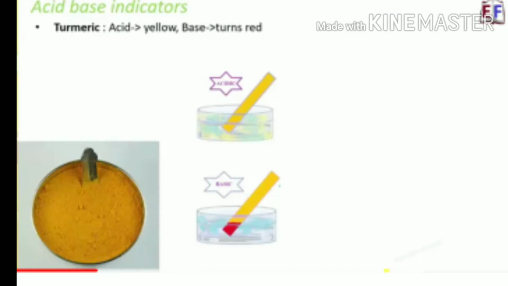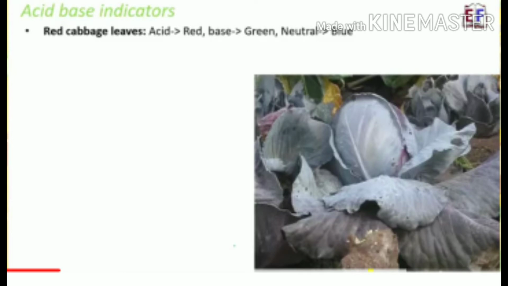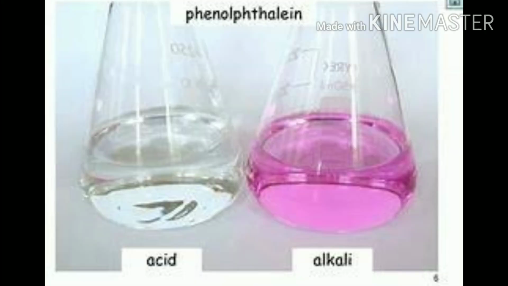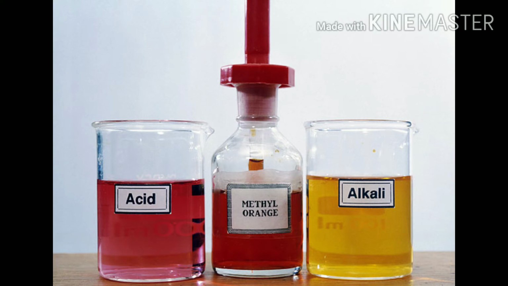Some other natural indicators are turmeric, red cabbage leaves, and colored petals of some flowers. Acid-base indicators may also be synthetic or man-made, like phenolphthalein, which is colorless in acidic medium and pink in basic medium, or methyl orange, which is red in acidic medium and yellow in basic medium.